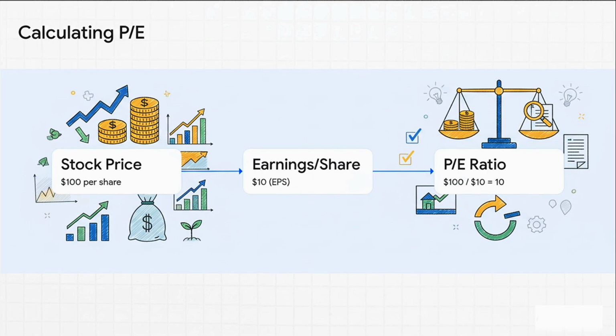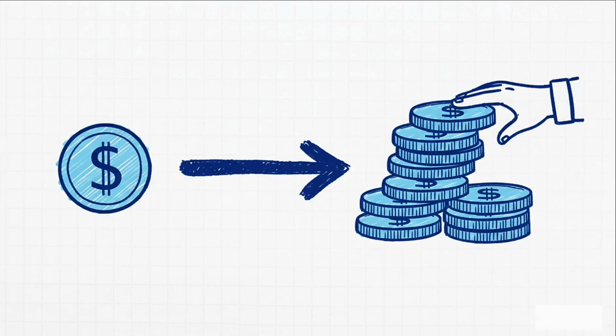Let's put some real numbers on this to make it stick. Let's say a stock is trading for $100 a share, and the company earns $10 per share. You just do the math, 100 divided by 10, and voila, you've got a PE ratio of 10. See? Easy. So what on earth does that 10 actually mean?